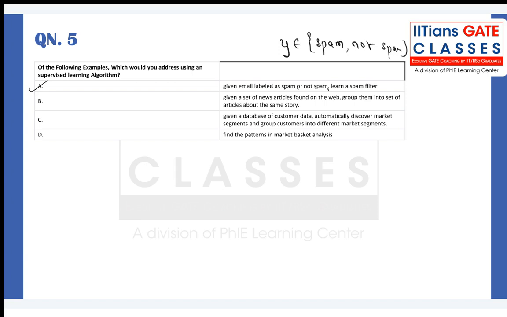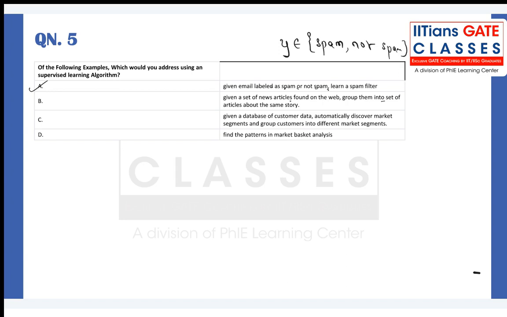If you see the other examples, given a set of news articles found on the web, group them into a set of different categories. So you do not have something called Y. You just have a set of news articles. By looking at that, you will have to group them into different categories. So that's an example of an unsupervised learning algorithm.